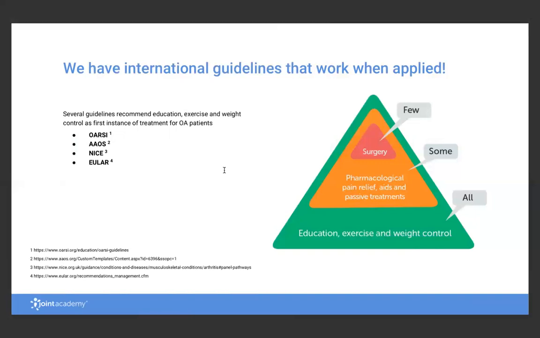That's usually first line defense, going to see a physical therapist or an occupational therapist, getting exercises, getting education, peer-to-peer support. Most or all people should go to that level of defense first. People who do not do well at that level can go on to the orange box. They can leave the green, go on to the orange, and then go into pharmacological, pain relief aids, passive treatments, injections. Very few should actually go into the red triangle, which is surgery. So we already have this established pathway that everyone agrees we should do, including the surgeons, including the medical community. This is agreed upon.